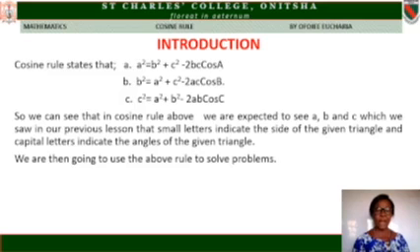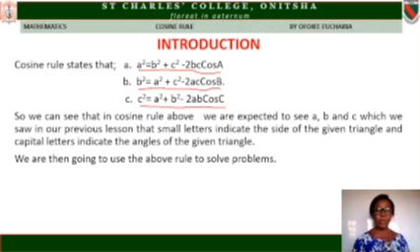If you are asked to find the small letter a, we have the formula a squared equals b squared plus c squared minus 2bc cos A. When we want to find small letter b, we have b squared equals a squared plus c squared minus 2ac cos B. And the last is to find small c. It is c squared equals a squared plus b squared minus 2ab cos C.